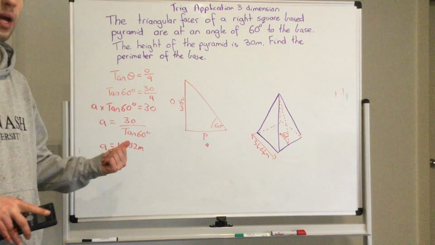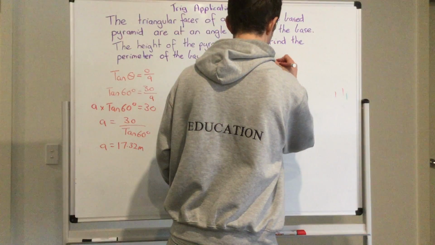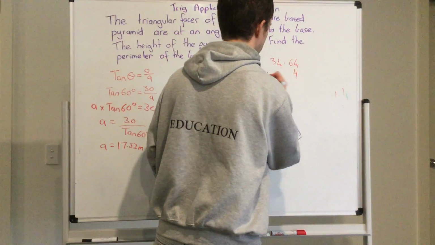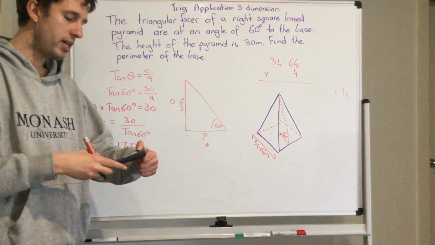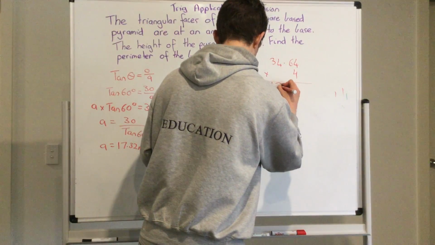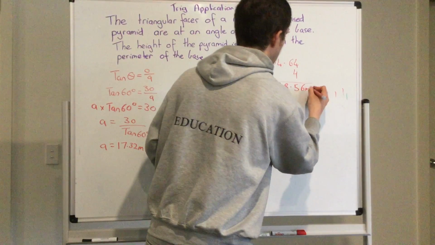If I would like to find out my perimeter of my base, that is adding each of the sides. Because it's a square, all sides are the same, so I just need to go 34.64 times 4, because each side is the same, and that gets me 138.56 meters.